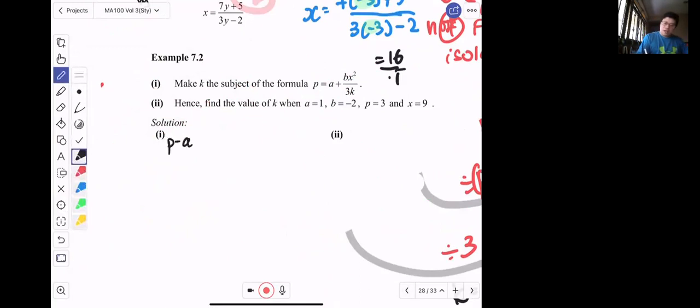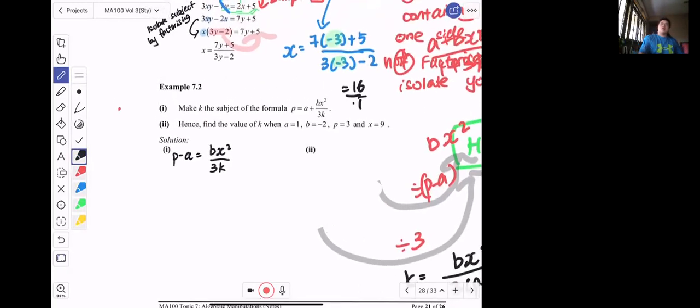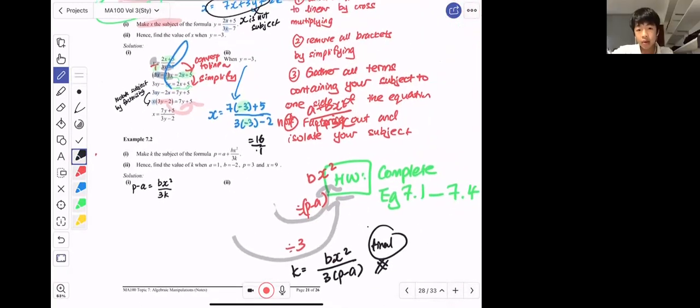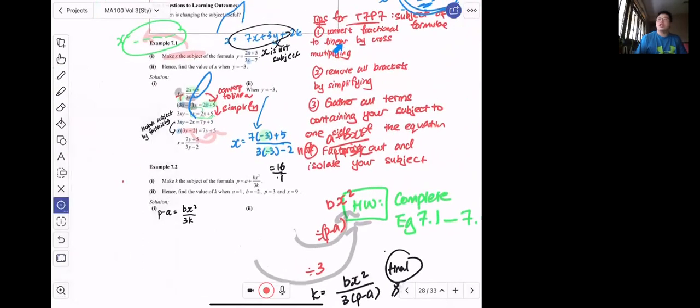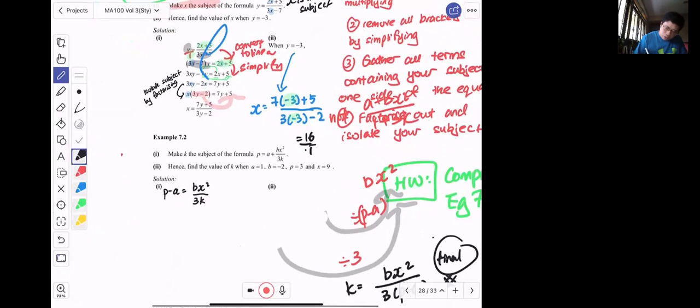So to get rid of the a first. The idea is you want to have one fraction. So far, okay? Then remember the tips that I say, convert fractional to linear. So multiply 3k over.